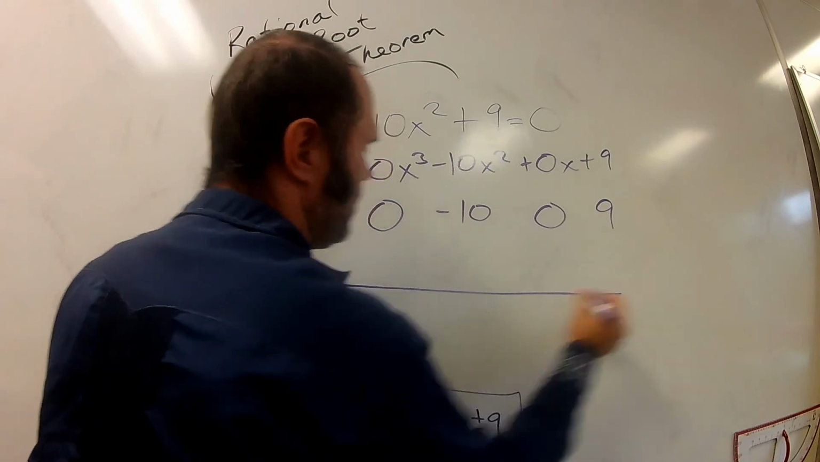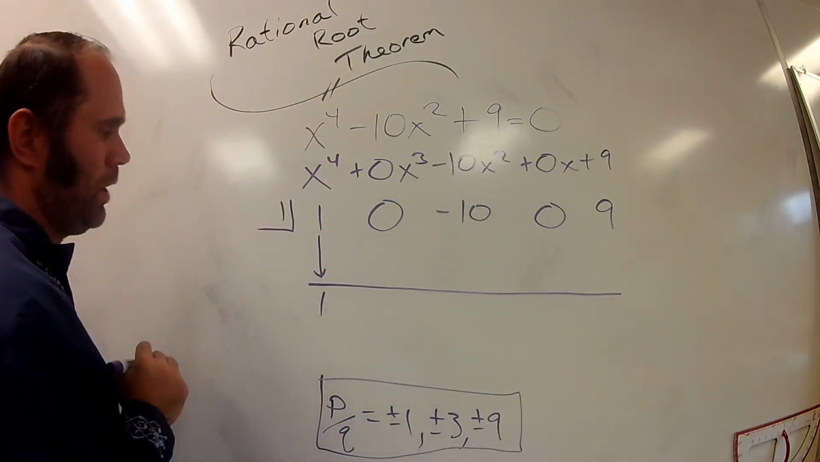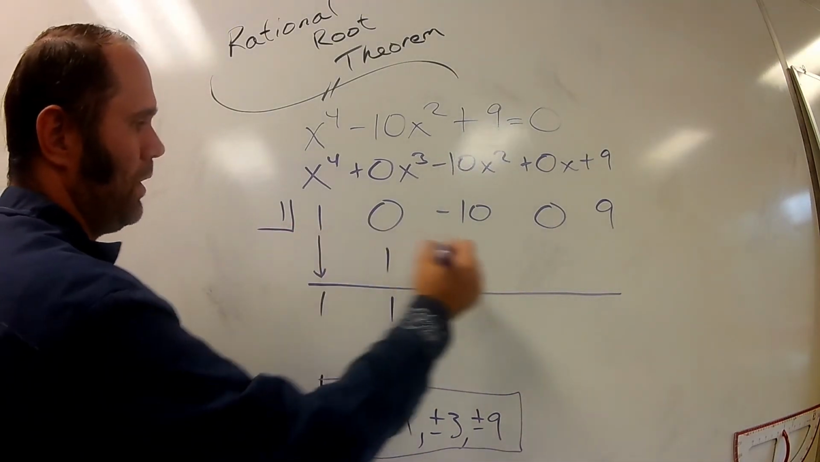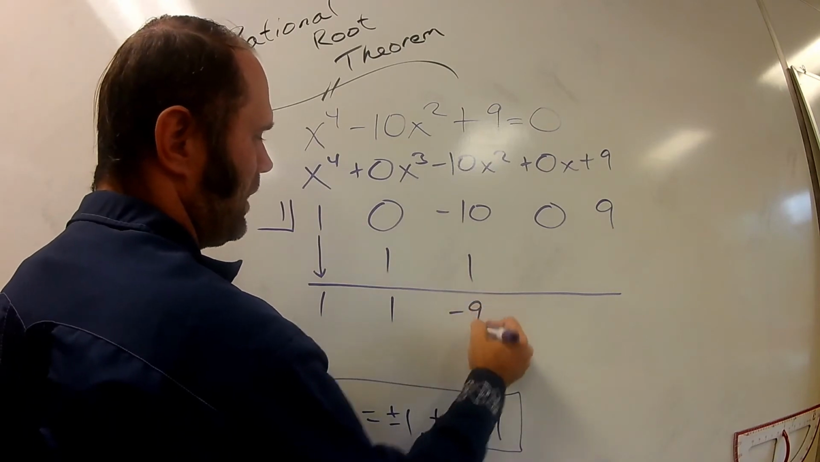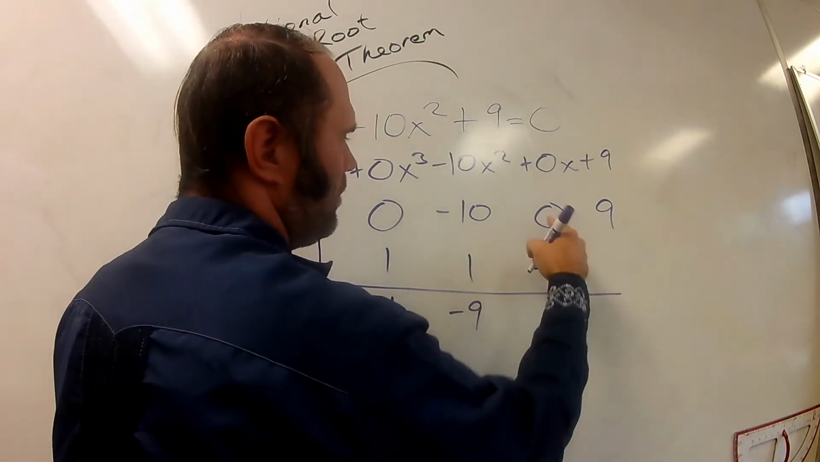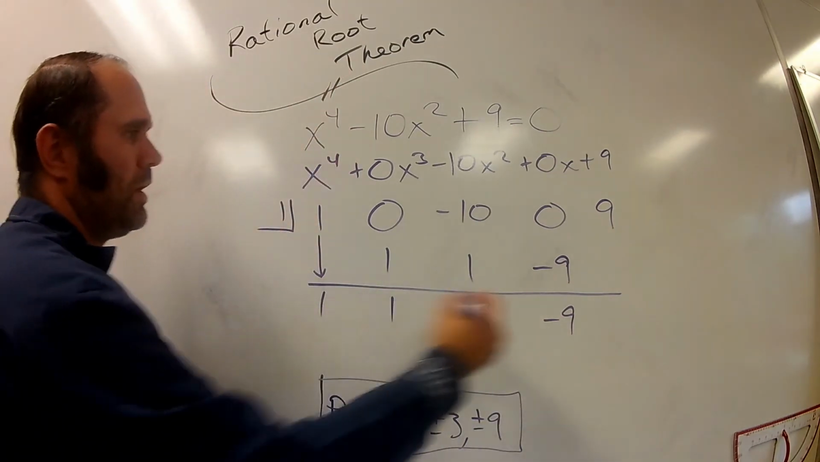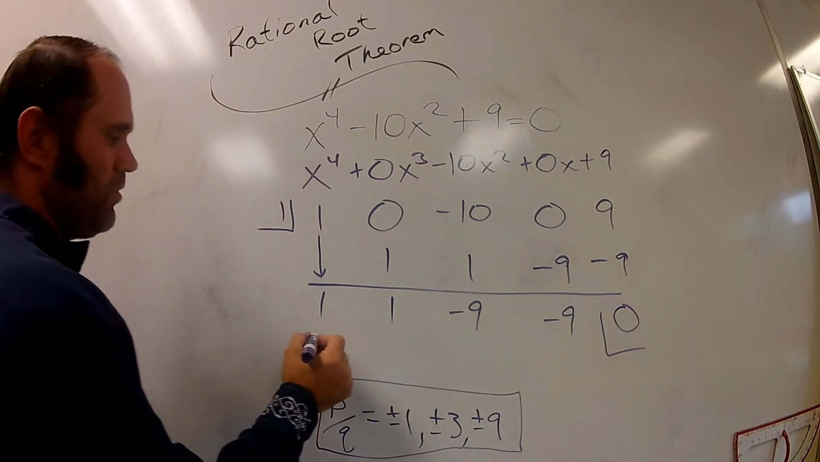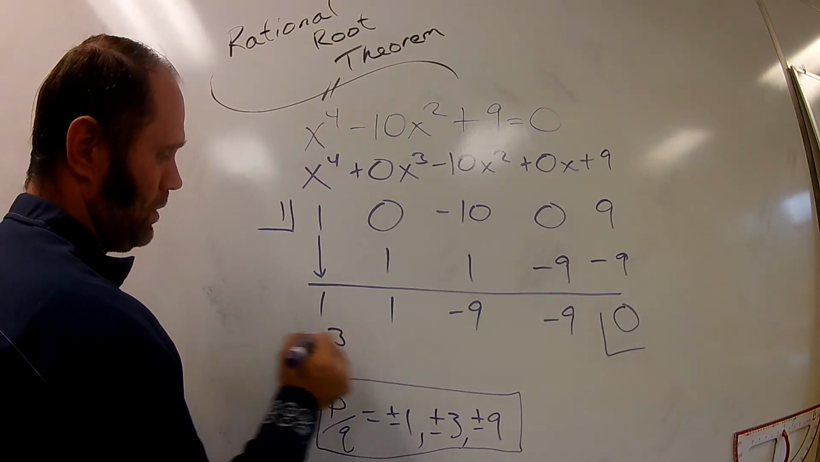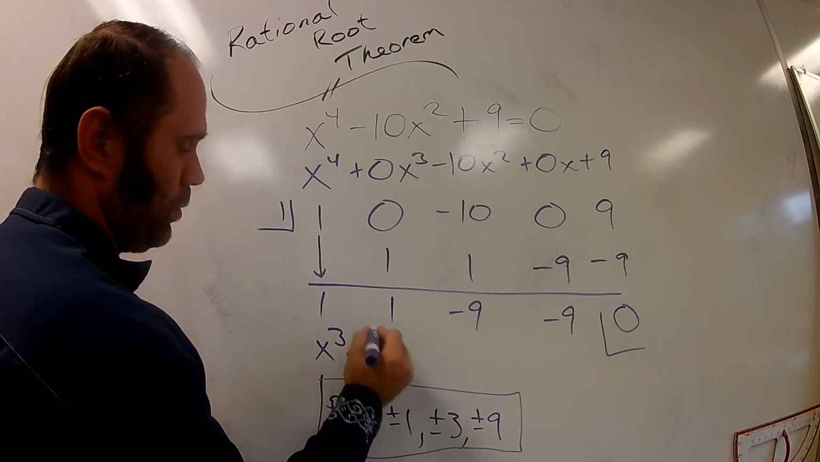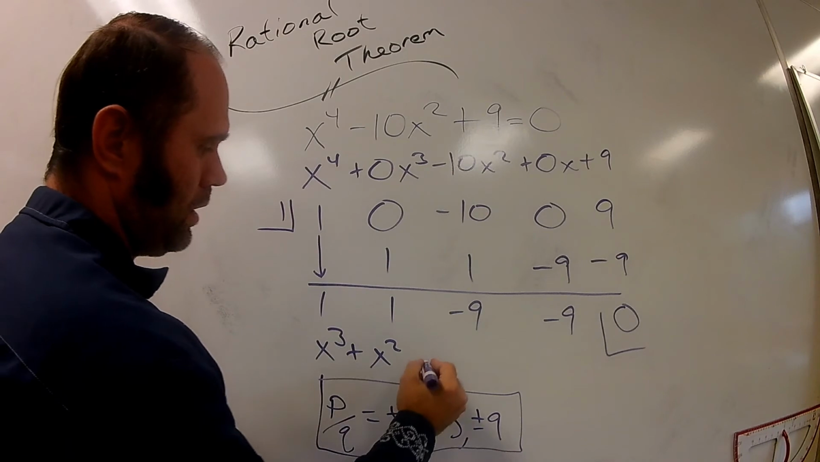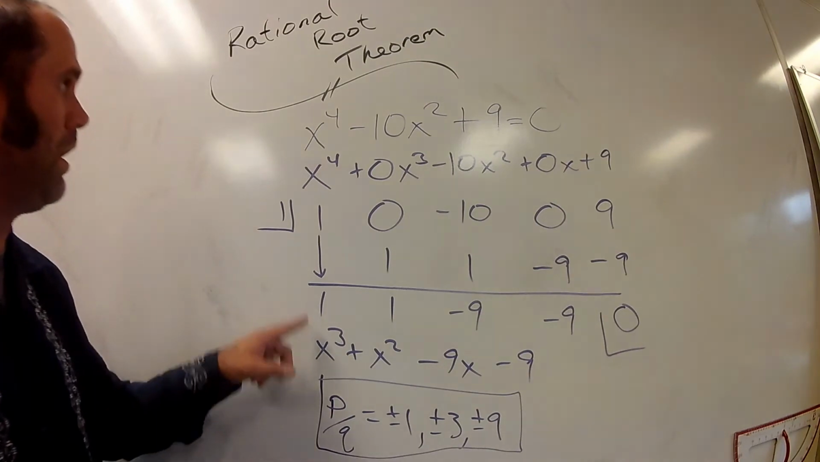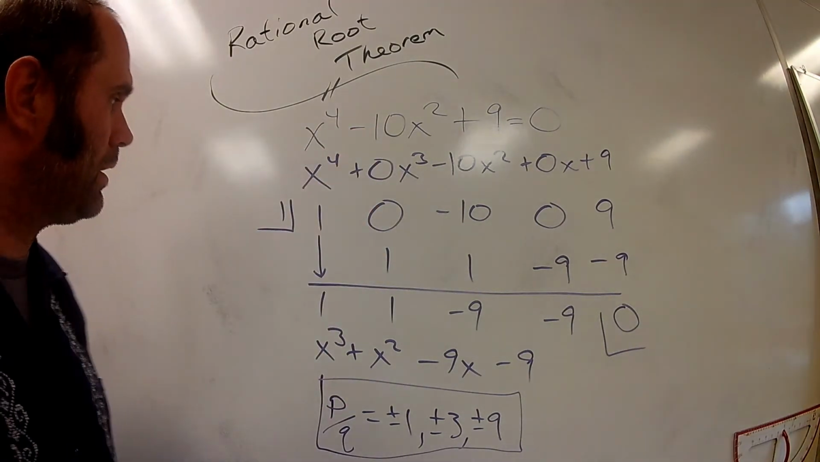So again, synthetic division, you always bring the first number down. That's a 1. Okay? 1 times 1 is 1, plus 0 is 1, times 1 is 1, plus negative 10 is negative 9, times 1 is negative 9, plus 0 is negative 9, times 1 is negative 9, plus 9 is 0. It worked out, and we get our new equation: x cubed, that's 1x cubed, plus 1x squared minus 9x minus 9. So everything lost 1 power, and that's what we got so far.